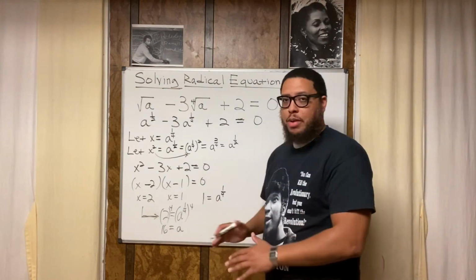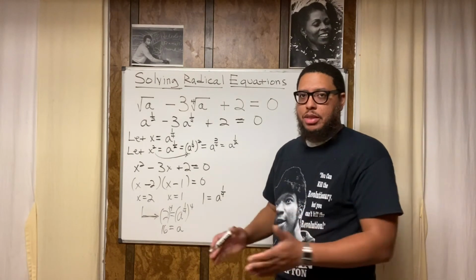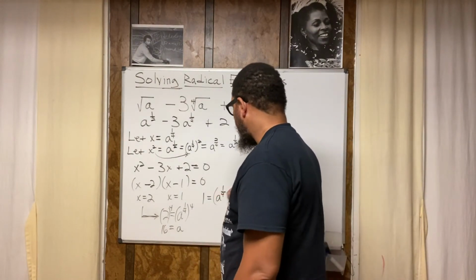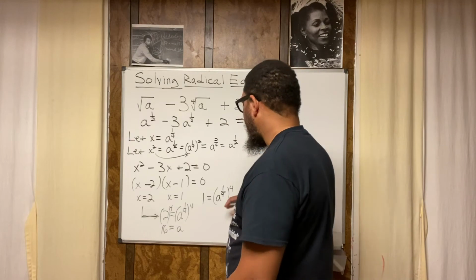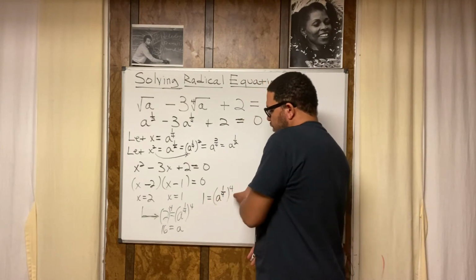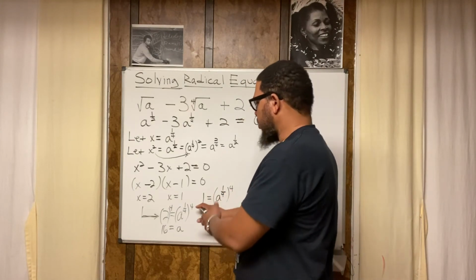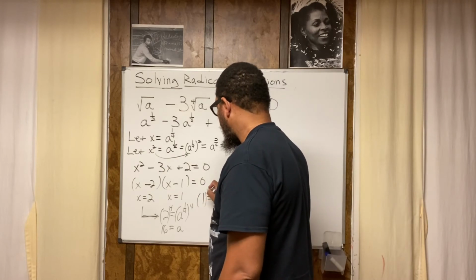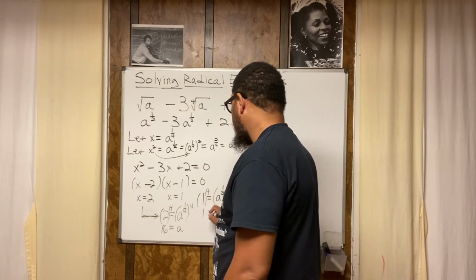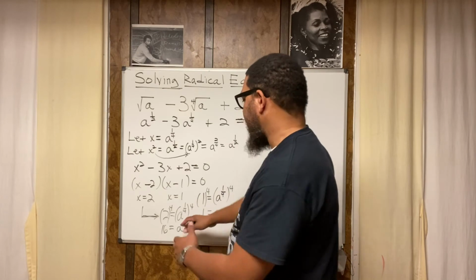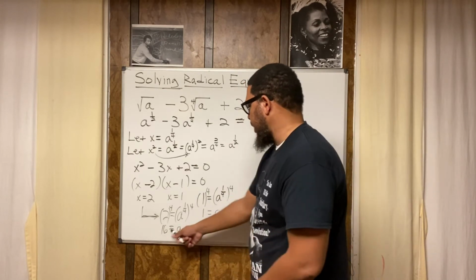I want a to the first power, because a to the first power is the same thing as just a. So that's what I want. So then I'm going to have to the 4th power. And because it's an equation, if I raise it to the 4th power on the right side, I've got to raise it to the 4th power on the left side. 1 to the 4th power is still 1, and this over here is a. So I got two values for a: 16 and 1.